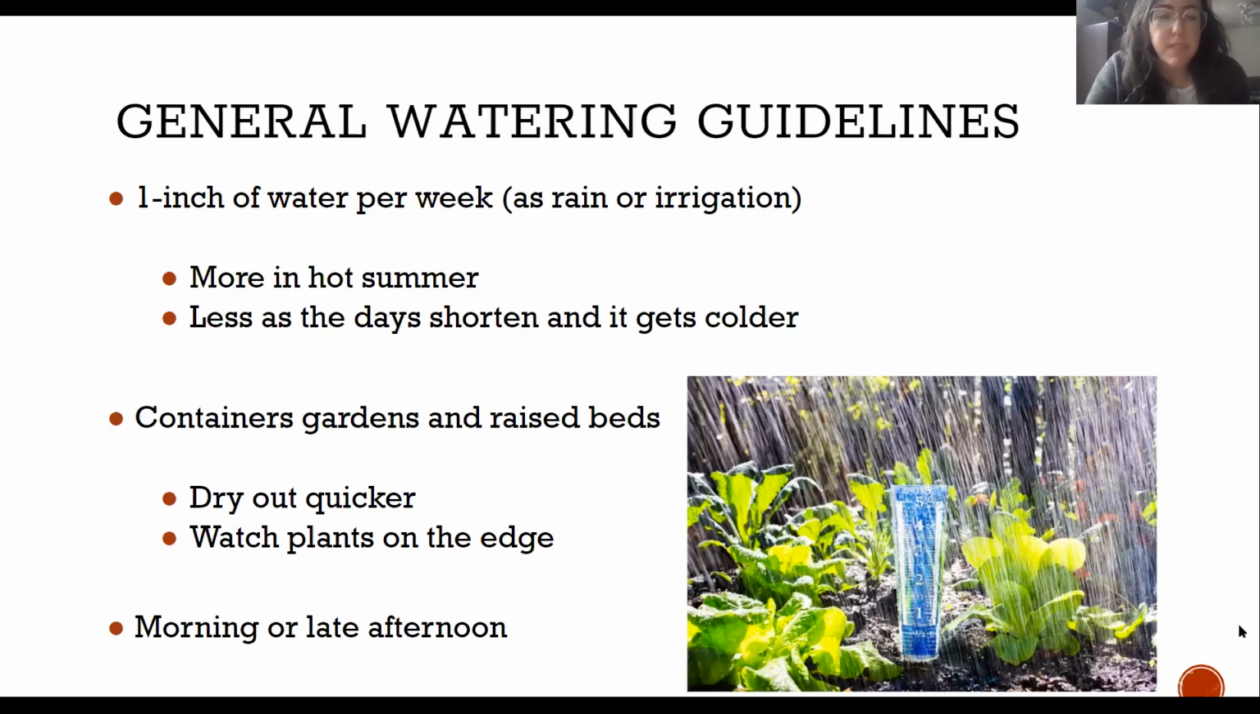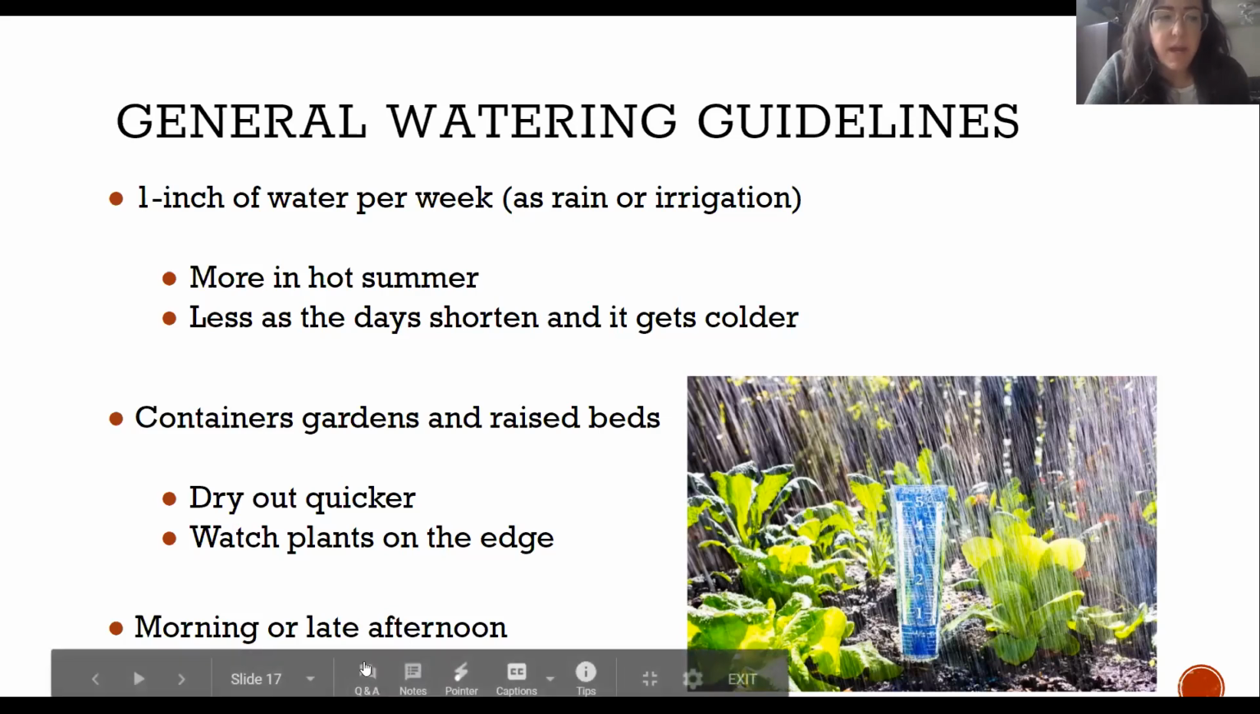And also there are plants that do not want to sit with water on their leaves. And so if you can water in the morning, then the plant has the opportunity to dry out a little bit and not sit in that water. So early morning is a really good time to water, and late afternoon is another option.